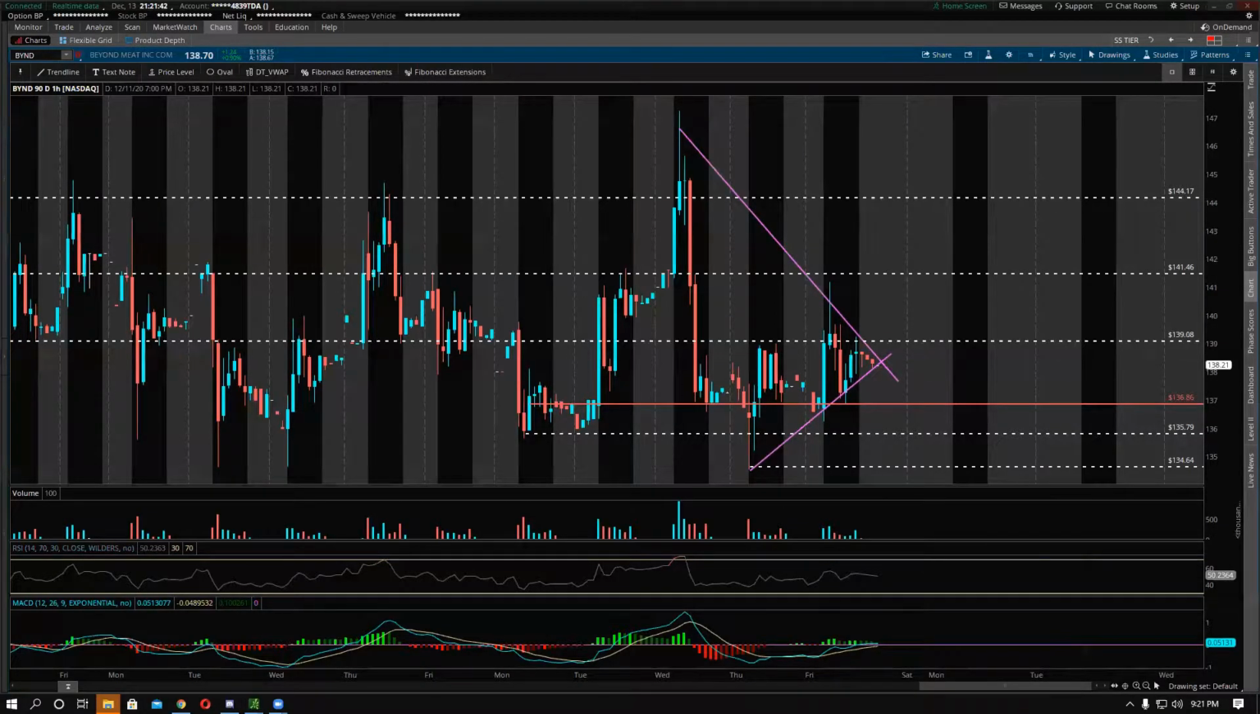And then if you see Beyond even touching this top line right here, trying to break out, look at these wicks. Look at Beyond try to test these levels. These wicks show price rejection. That's why they're called wicks. That's when the price was rejected. So you want to look at that.